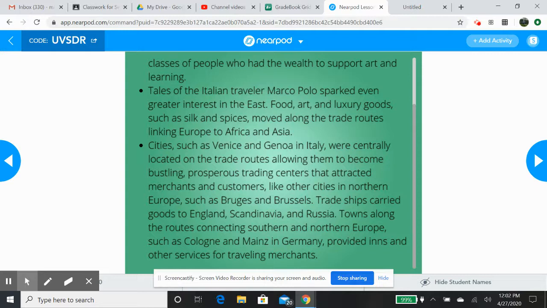Other cities in Northern Europe, like Brussels, had trade ships. They carried goods to England, Scandinavia, and Russia. Towns along the routes connected southern and northern Europe. Cologne and Mainz in Germany provided inns and other services for traveling merchants.